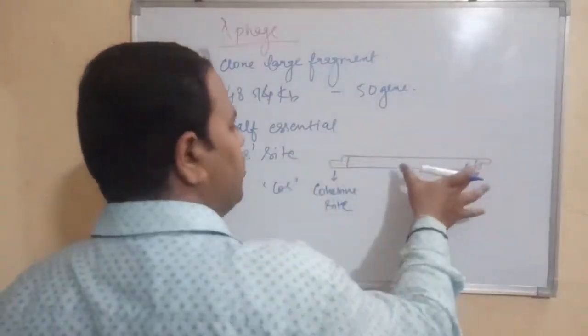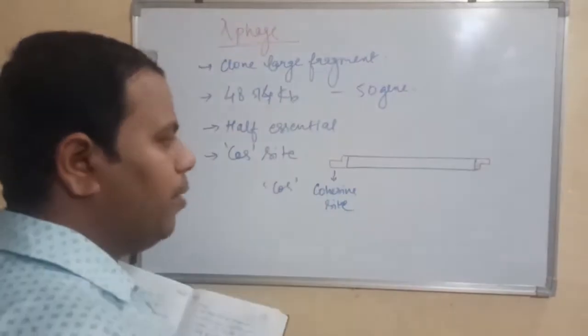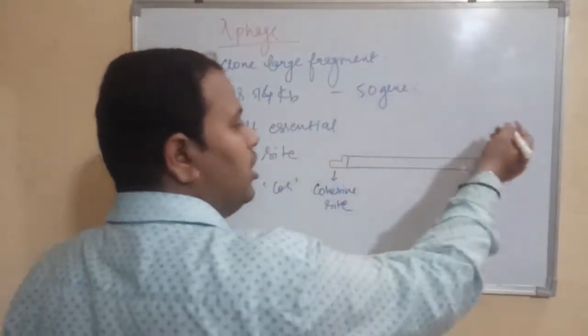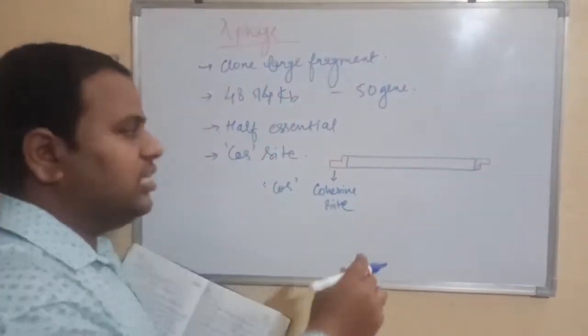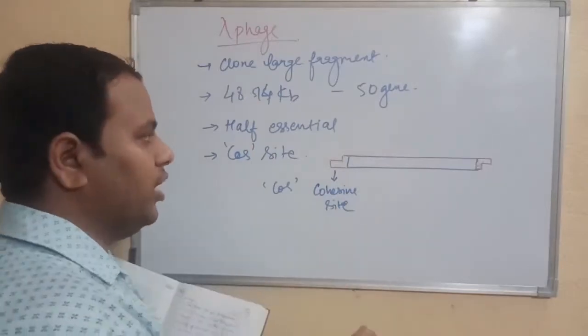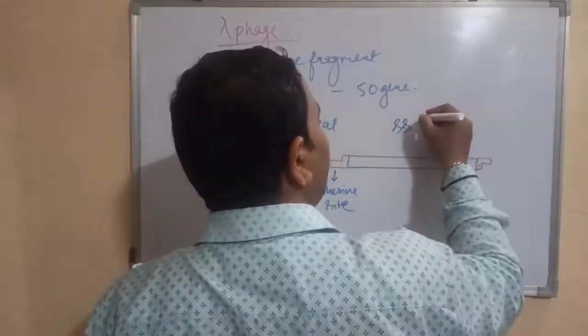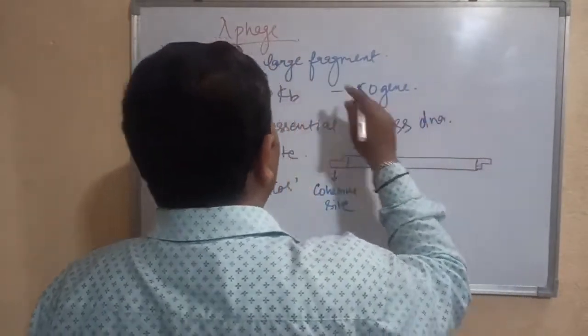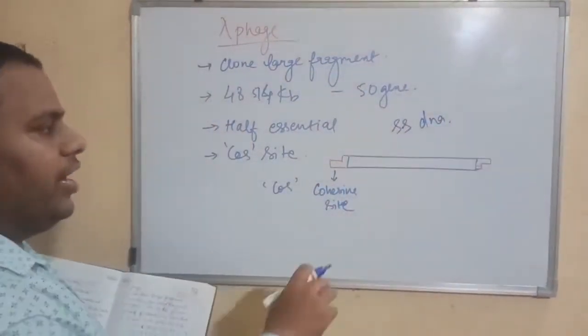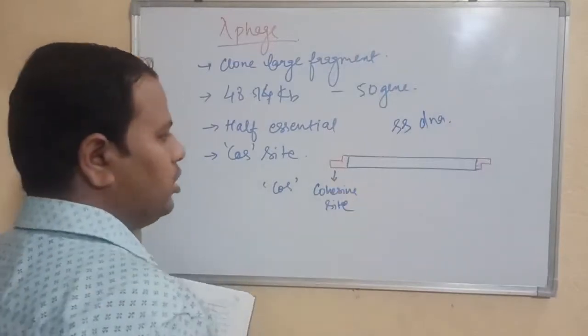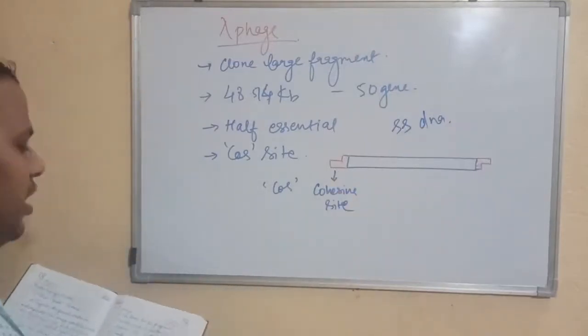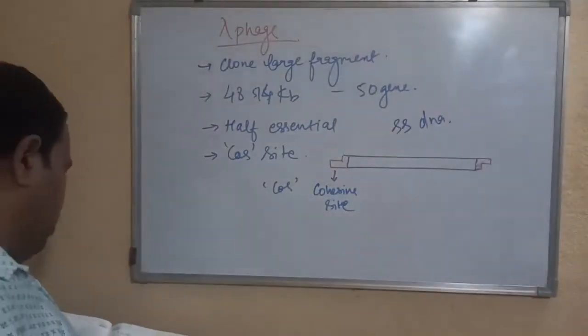This cos site is present on both ends of the genome of Lambda phage, and this helps in circularization of the phage genome when it infects the bacteria. The Lambda phage genome is single stranded DNA, and it will get circularized using this cos site. So this cos site is very important in cloning experiments and infection.